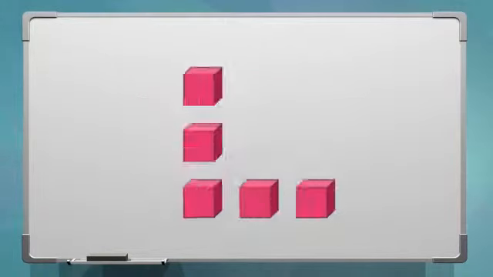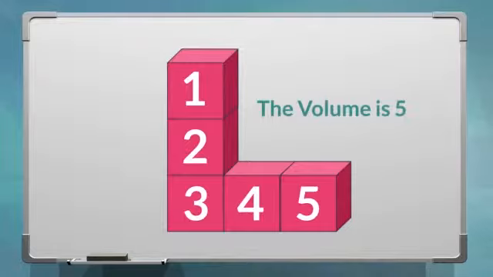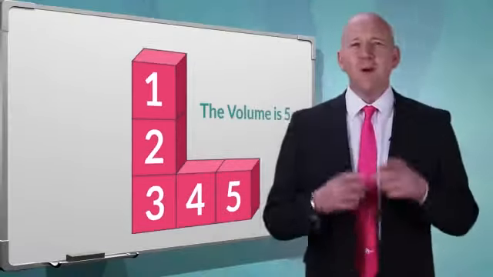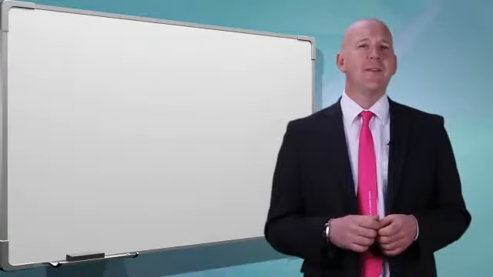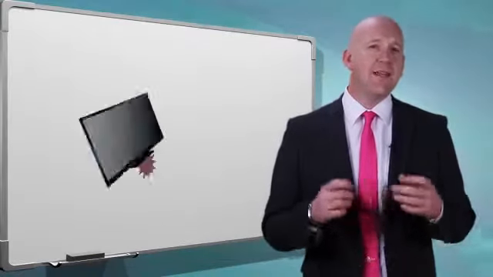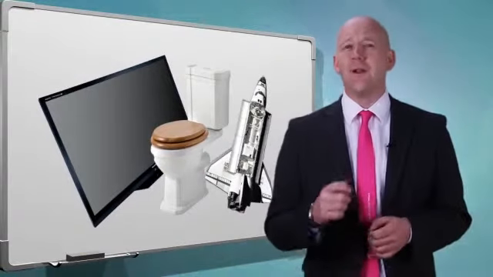So what's the volume of this shape? Hopefully you have got 5 as your answer. So if you have a question about volume and you can see the cubes, just count the cubes to find the volume. What if you can't see the cubes though? There are tons of objects in real life that aren't made up of cubes, like TVs, toilets, spaceships, but we can still work out their volumes.